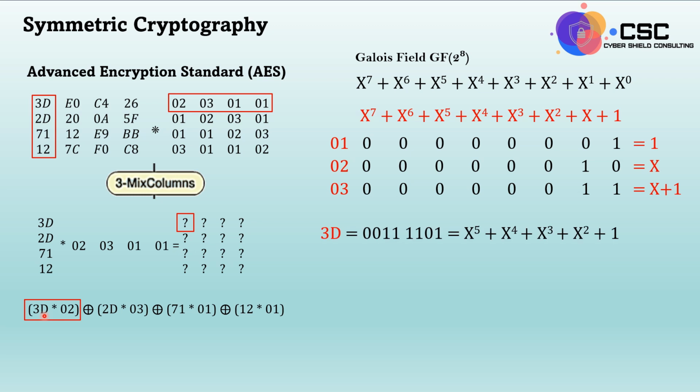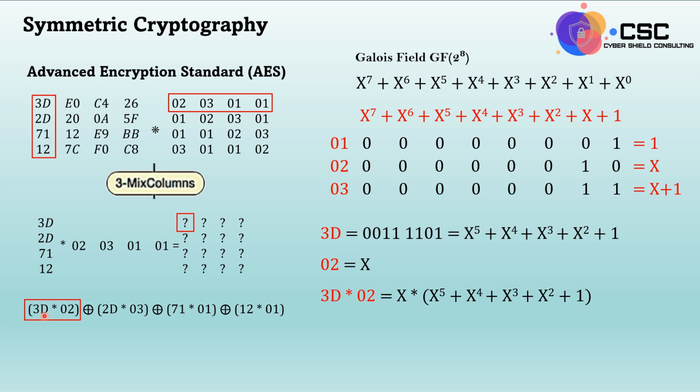First we need to get 3d using the GF. If you put the bits below the Galois field, the x to the power, then the result will be x to the power of 5, 4, 3, 2, plus 1. And then we do the same for 0, 2. For 0, 2, I have it already, I know it's x, and then we simply multiply those polynomials.